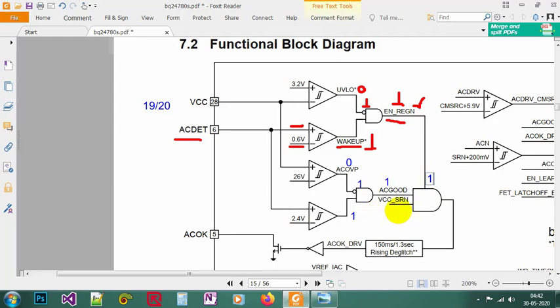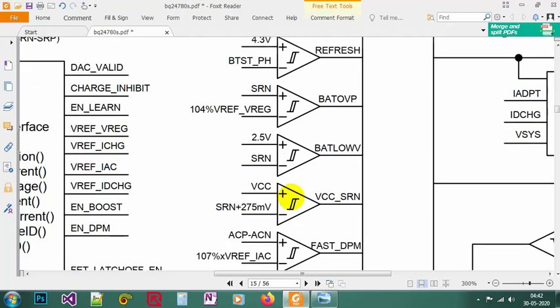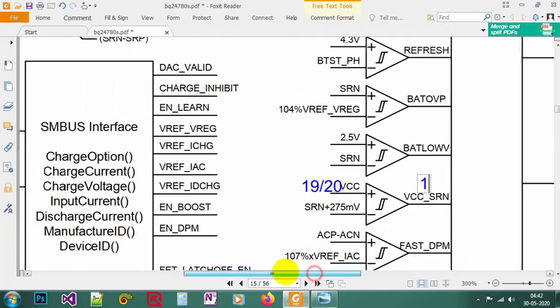The third is your VCC SRN. Here we have three inputs for the AND gate. The third one is connected to VCC SRN. Let me check here. Yeah, here you go. This is your VCC SRN. Now we know the VCC is 19 or 20 volt, in between 19-20 volt. Okay, and the lower side is connected to the SRN plus 275 millivolt. SRN, you know where the SRN is, and the higher side, of course, is higher than the SRN plus 275 millivolt. Then your output will be high for VCC SRN. The VCC SRN is high.